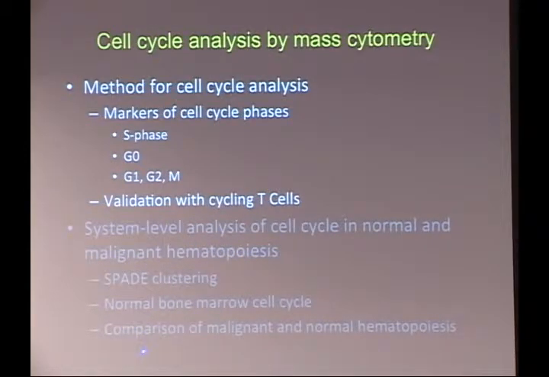normal and malignant hematopoiesis. People keep touching on the SPADE clustering, which no one's truly explained to you. I'll, again, touch on it without truly explaining it to you. Then I'll show you some data about normal bone marrow cell cycle states and compare that to some malignant samples.